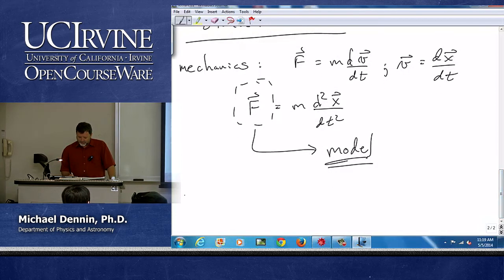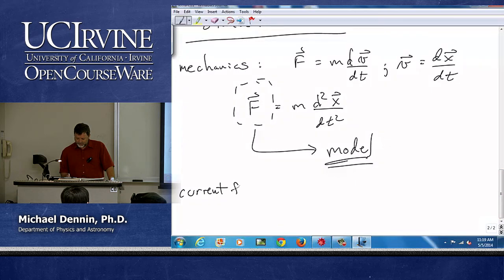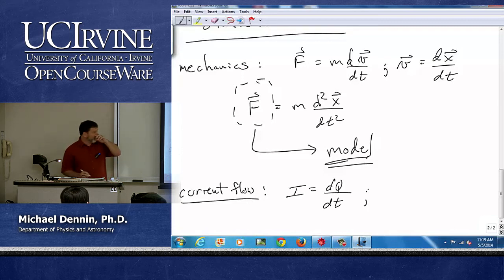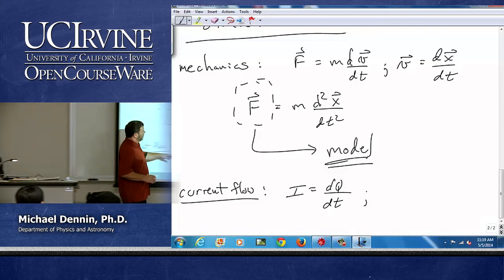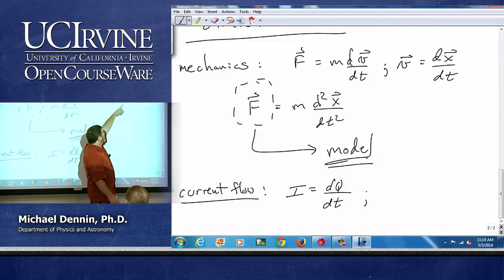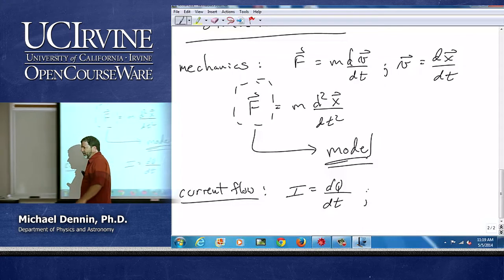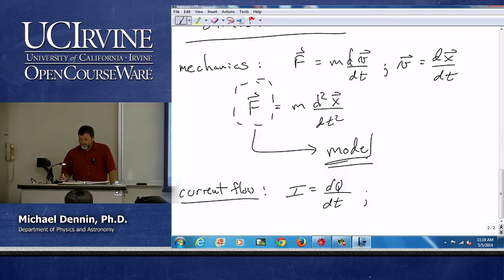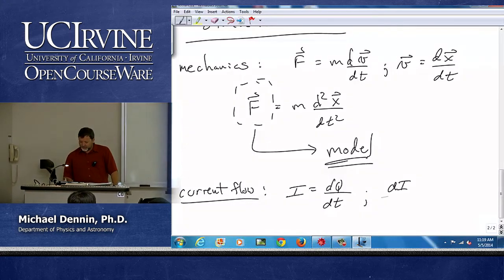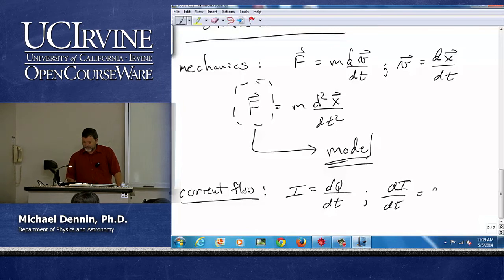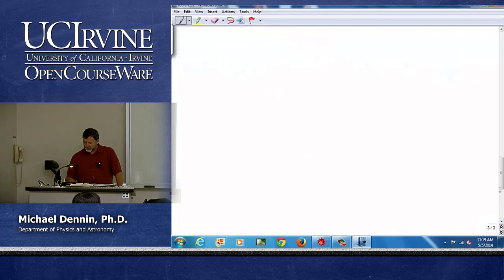Similarly, current flow. Not quite as general, but a fairly general idea where we relate the definition of current being dq dt. Notice that's very similar to our definition of velocity being dx dt, a fundamental change in time. And that will allow us to look at situations where we have di dt in terms of the second derivative, d squared q dt squared.